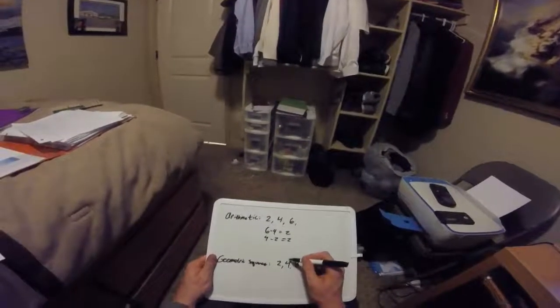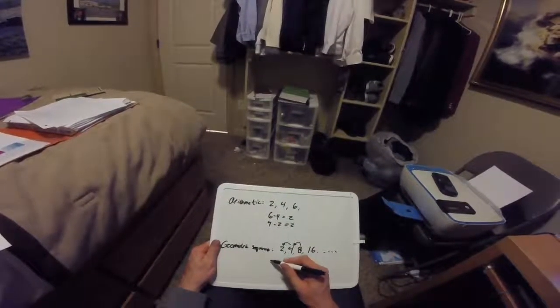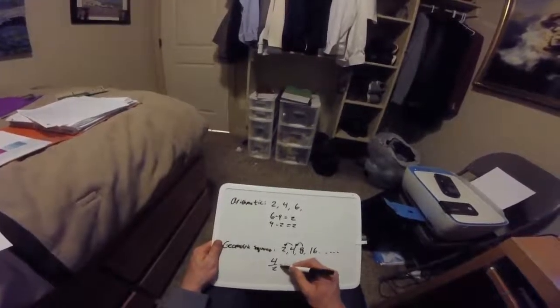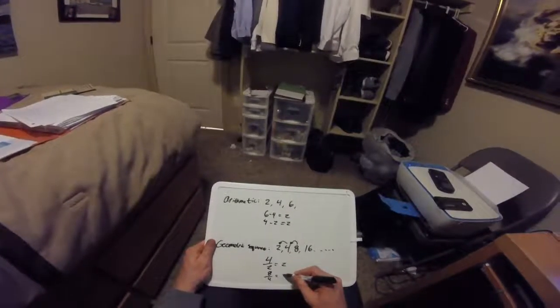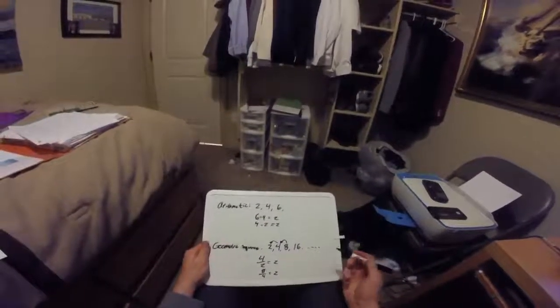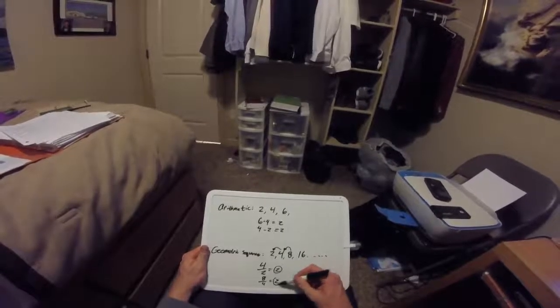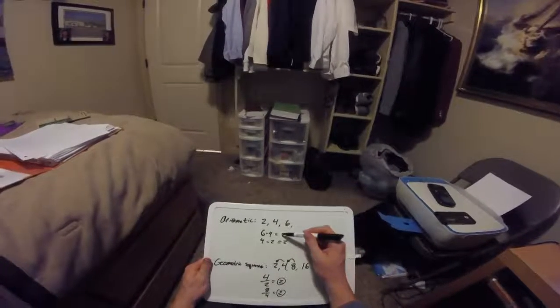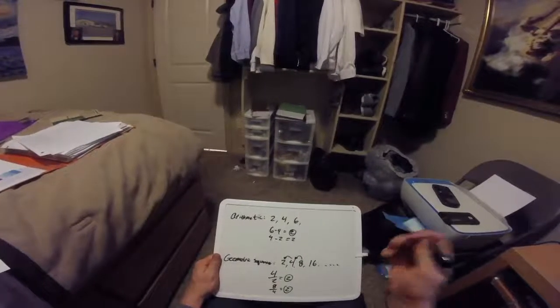So we would notice that the ratio being something like that, 4 divided by 2 equals 2, 8 divided by 4 equals 2. So as you can see, it has a constant ratio of 2, whereas an arithmetic sequence has a constant difference of 2 in these two examples.